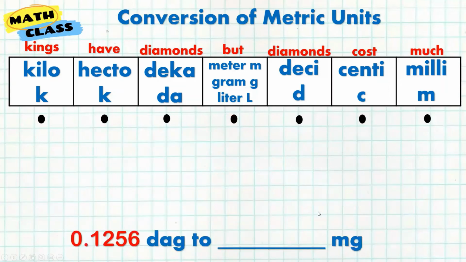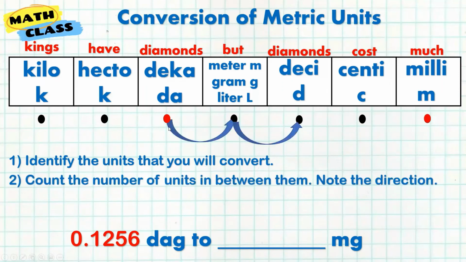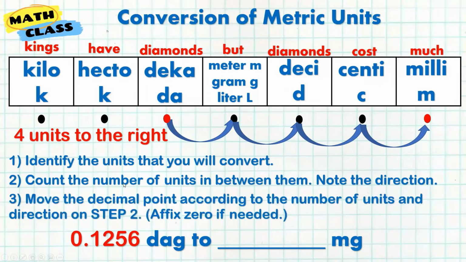So let's have one more example for the conversion from higher unit to lower unit. So for example, here I have 0.1256 decagrams. And I will convert that to milligrams. So from deca, I will convert it to milli. So let's count the number of units. 1, 2, 3, 4. So we are going to move 4 units to the right. How many places do we need to move the decimal point here in our given? So we have 0.1256 and we have to move 4 decimal places. 1, 2, 3, 4. So your decimal point will be placed there, and therefore your answer is 1,256 milligrams. So that's how we convert from higher unit to the lower unit.